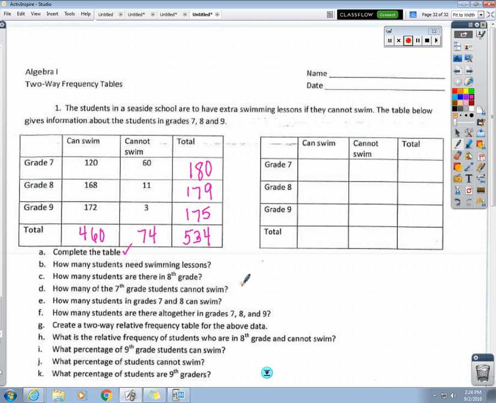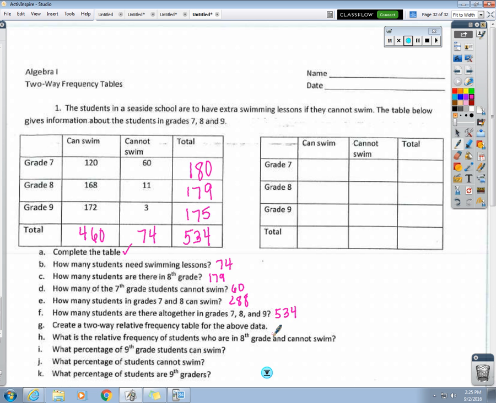Okay, so we did A. We completed the table. How many students need swimming lessons? 74, because 74 can't swim. How many students are there in 8th grade? Right. How many of the 7th grade students cannot swim? How many students in 7th and 8th can swim? You just add up the can swim, but only for 7 and 8. How many students are there all together in grades 7, 8, 9?